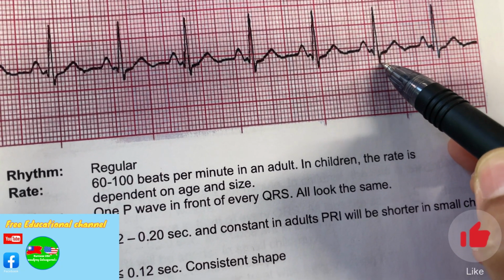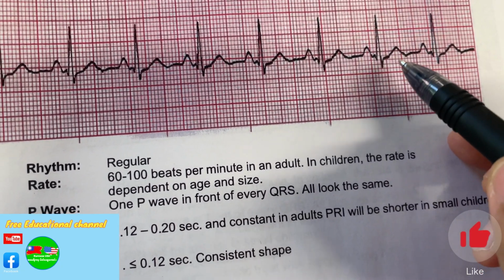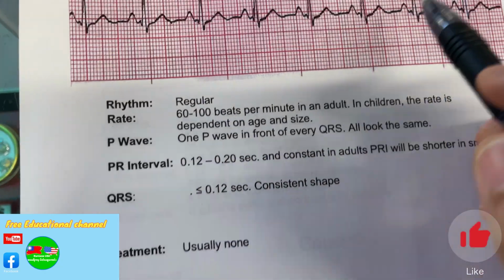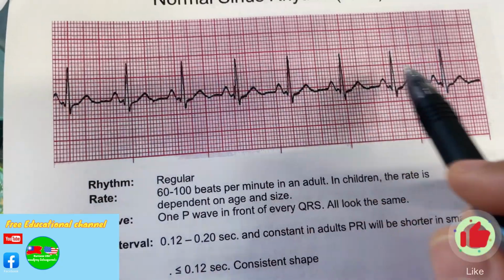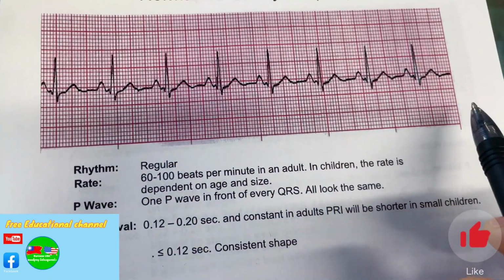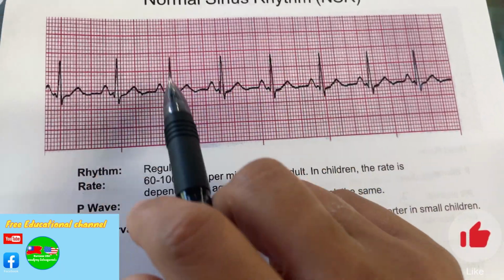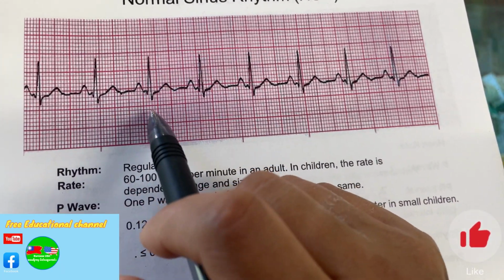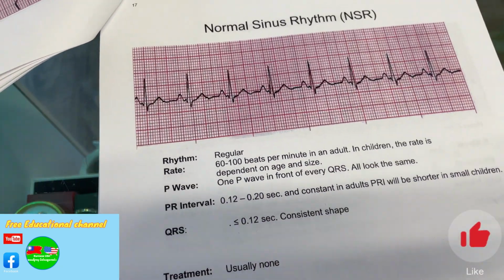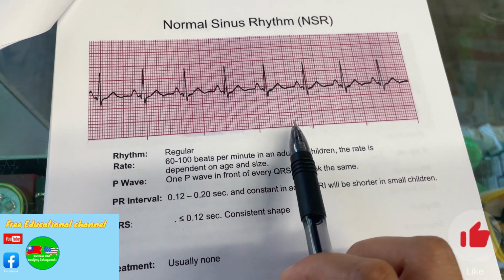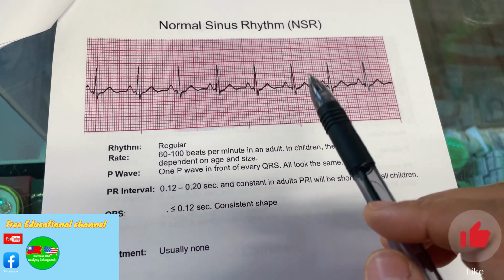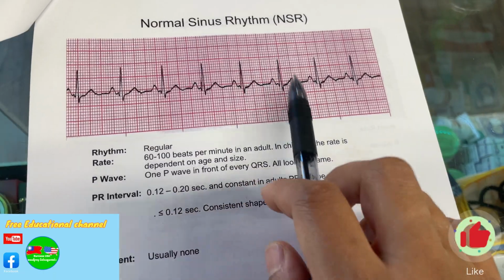So 1 box, kind of 2 boxes. QRS shouldn't be more than 3 boxes. It shouldn't be more than 0.12; it has to be less than 0.12, with a constant shape. So that's no ectopy. Ectopy means there's something unique going on in the rhythm, something different than the others. It doesn't have ectopy, which means all constant. Because this is a good rhythm, good rate, there's a P wave, PR interval within range, QRS within range, usually there's no treatment because that's normal.